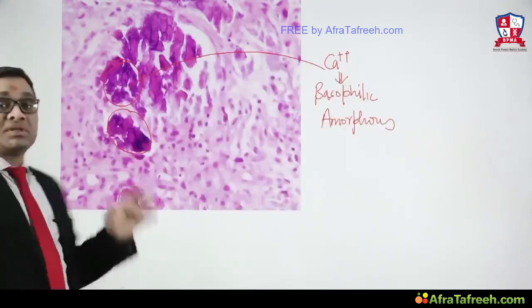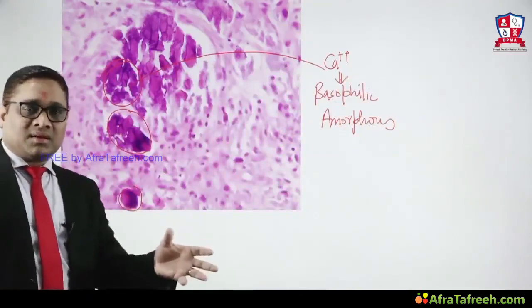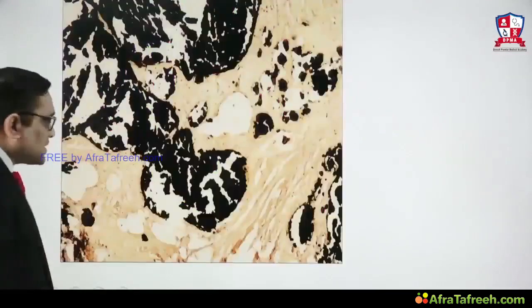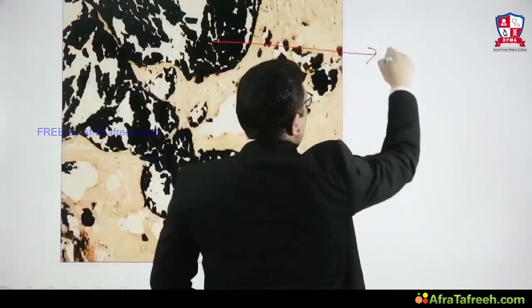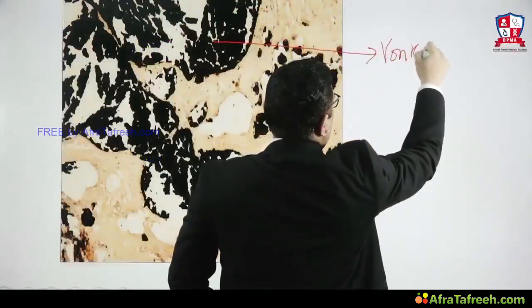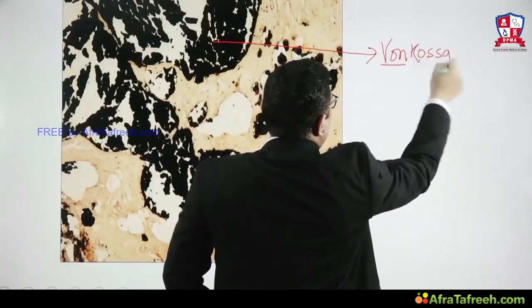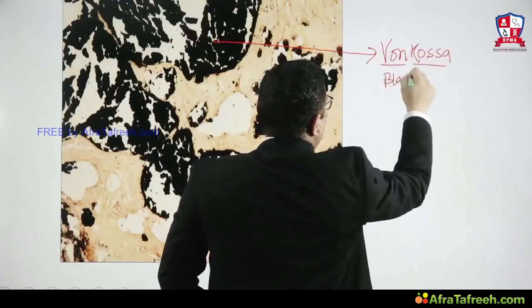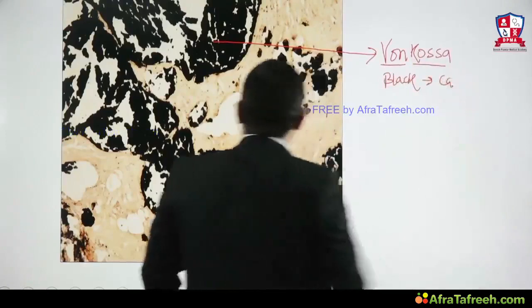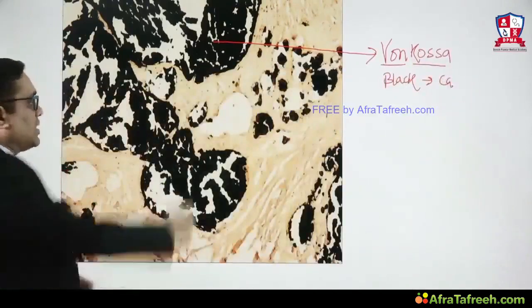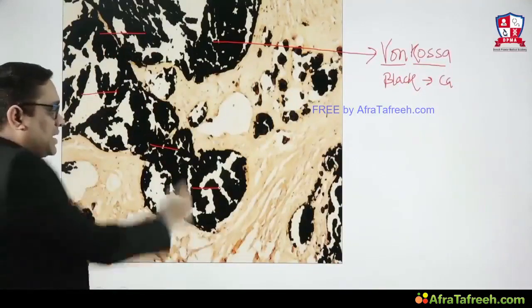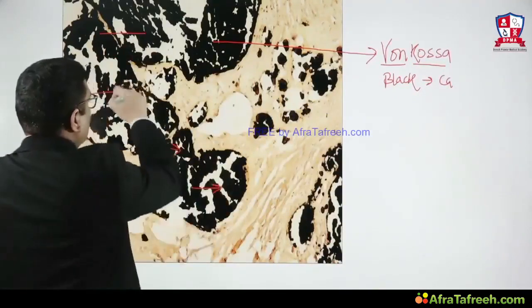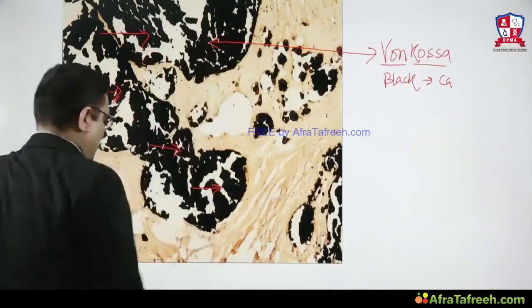How can we confirm that these are calcium only, they are nothing else? For that we have to use a special stain, Von Kossa stain. So when you are seeing black color, it is Von Kossa stain. Calcium will be black. So this is the Von Kossa, and all these black areas are the calcium. Von Kossa stain was an earlier question, and this is how we will identify it.